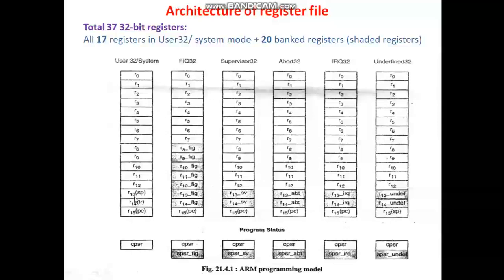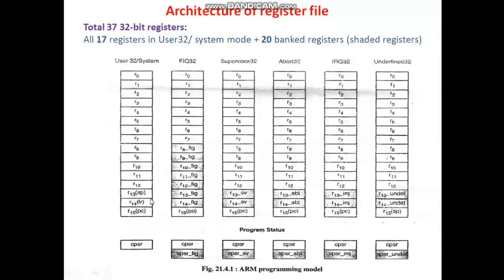Secondly, R13 is the stack pointer. You know, the stack pointer is used to point to the last element stored on the stack, the usual function of the stack pointer. It's also a 32-bit memory pointer. So R13 is the stack pointer and R15 is the program counter. Now let us see R14. R14 is called the link register, LR.